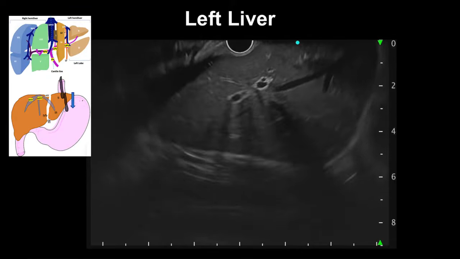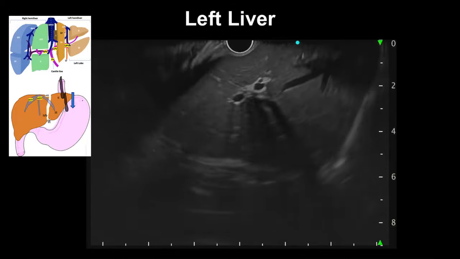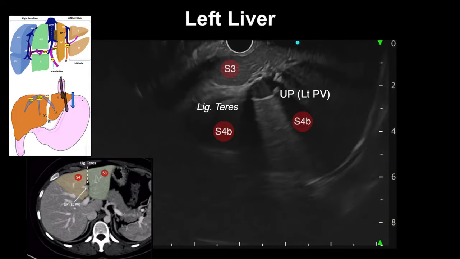Slightly pushing the scope down with a gentle clockwise rotation, P2 and P3 can be seen converging into the umbilical portion of the left portal vein. From this position, the ligamentum teres, a fibrous remnant of the umbilical vein, is seen along with the umbilical portion of the left portal vein on the lower left part of the screen. Segment 3 is seen close to the transducer above the umbilical portion of the left portal vein, and segment 4B is seen below.